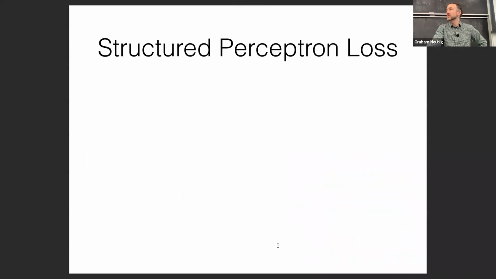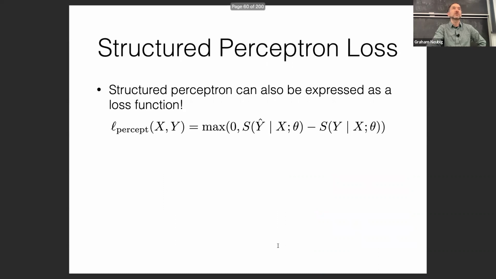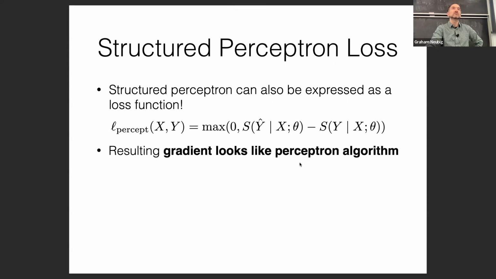And you can also frame this as a loss function. And basically, the structured perceptron loss is essentially the max of the score of the one best output minus the score of the reference output, and 0. So basically, if the score of the reference output is better than the score of the one best output or the same, then they would be equal.